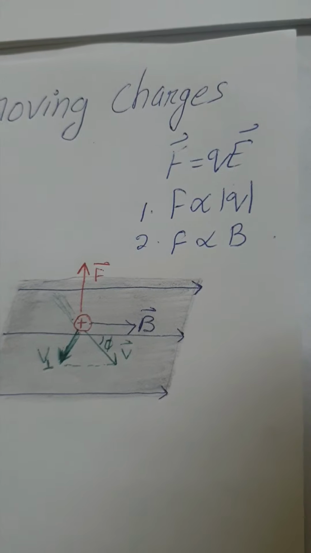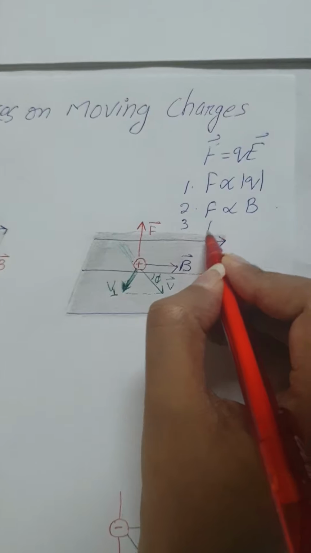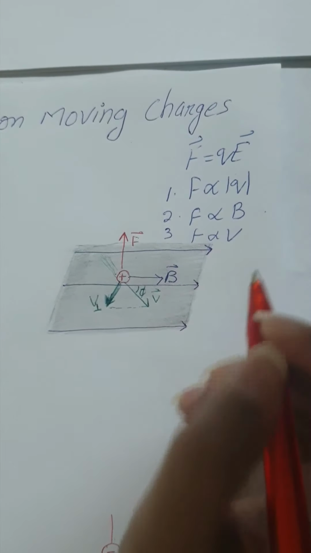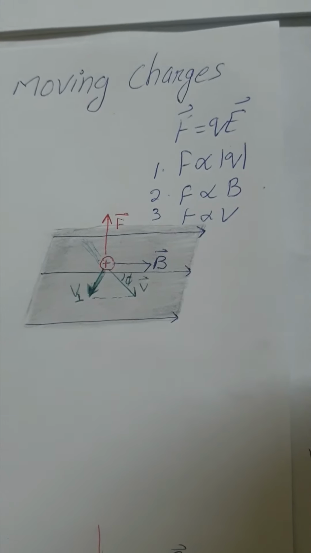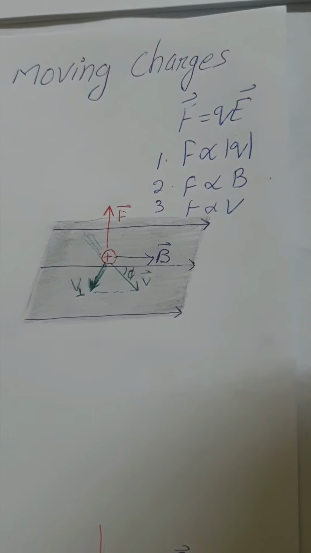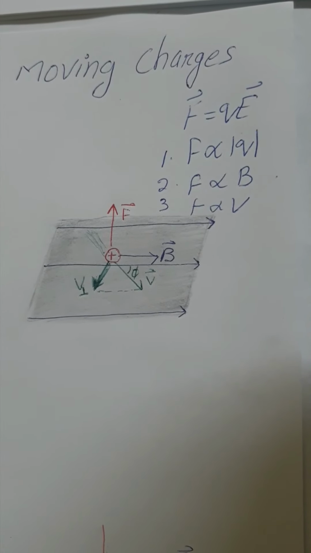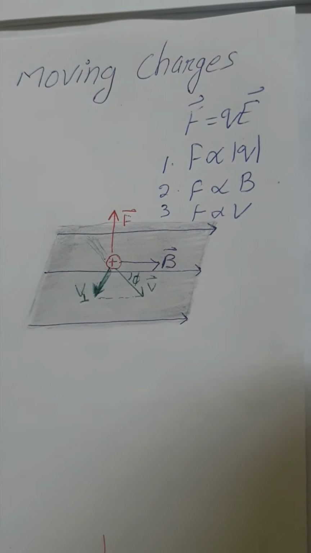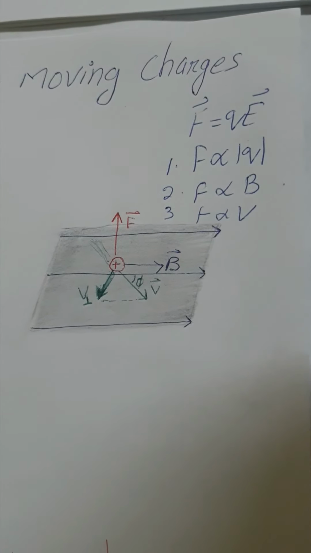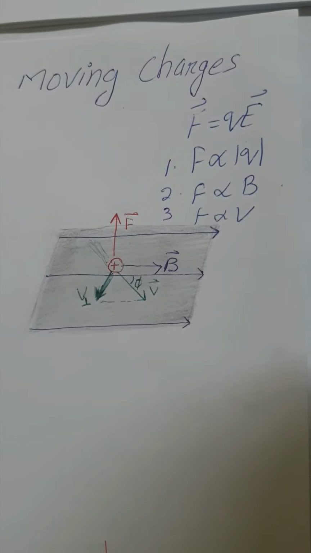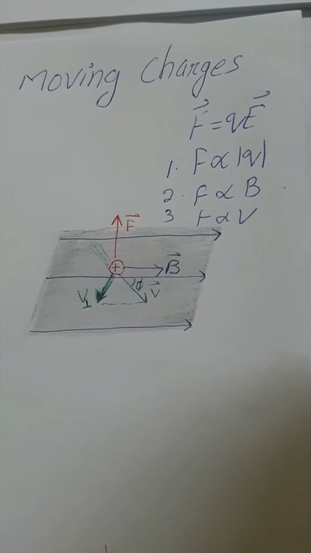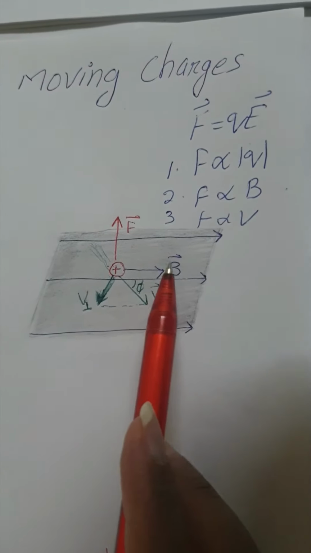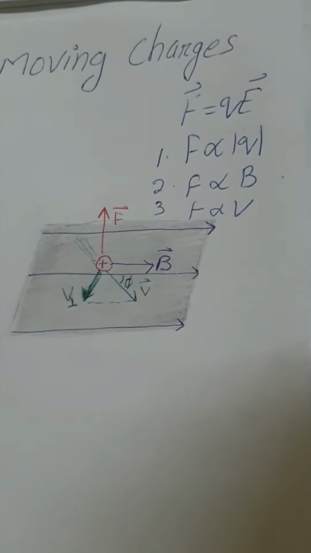Now the third characteristic is that the magnetic force depends on the velocity of the particle. Here it is different from the electric field force, which is the same whether the charge is moving or not. Here a charged particle at rest experiences no magnetic force in the case of magnetic interactions.